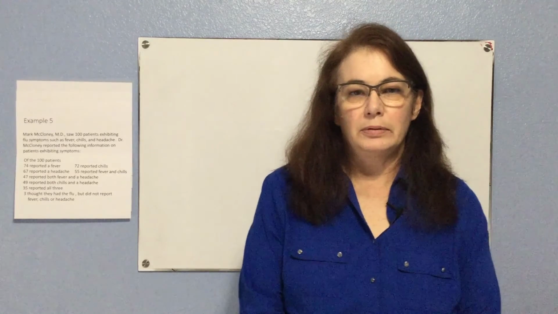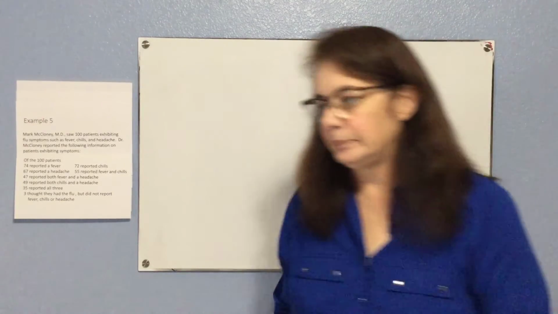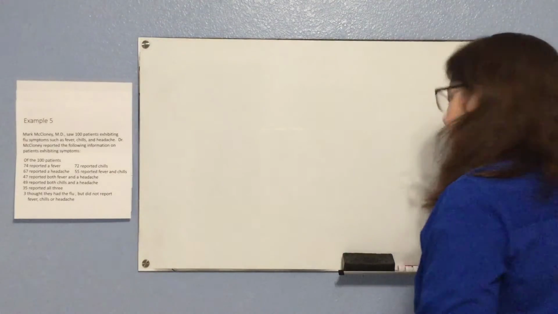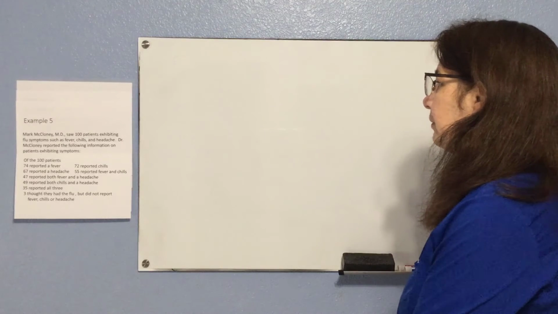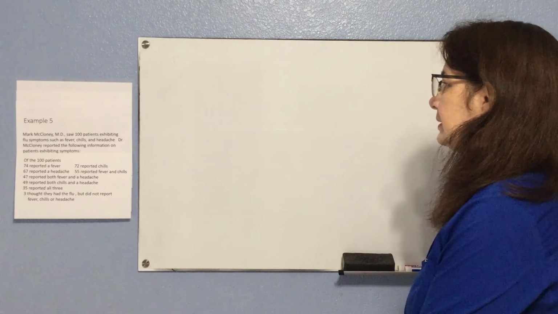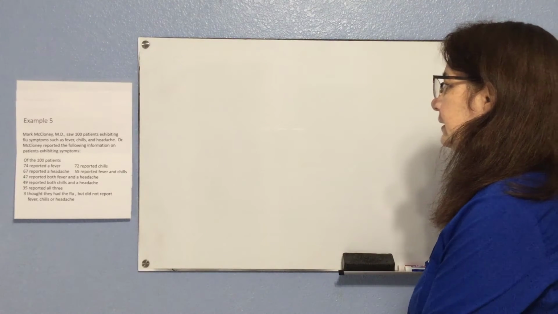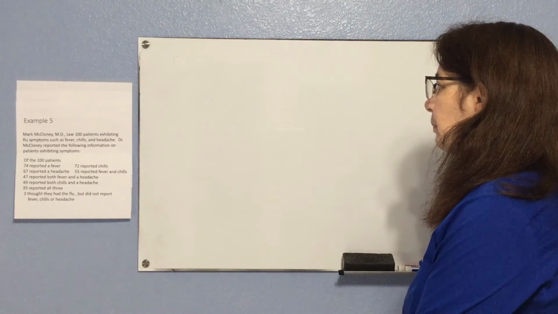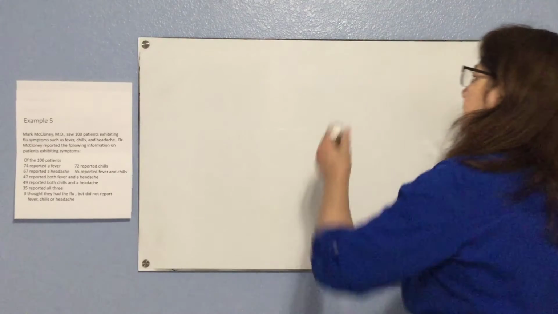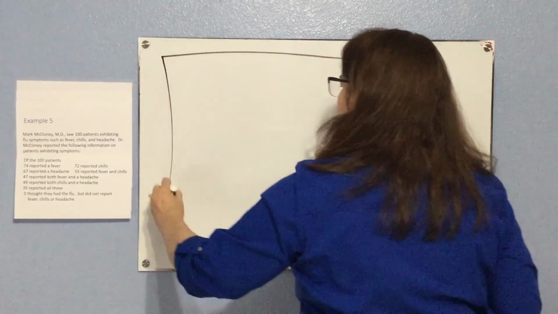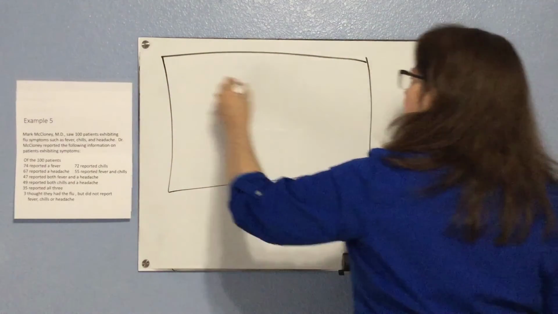Here's another example of a Venn diagram for 3 different characteristics that are symptoms of people who might have the flu. And it says, Mark McCloney, MD, saw 100 patients exhibiting flu symptoms such as fever, chills, and headache. Dr. McCloney reported the following information on the patients exhibiting symptoms. So we know we have a total of 100 patients.